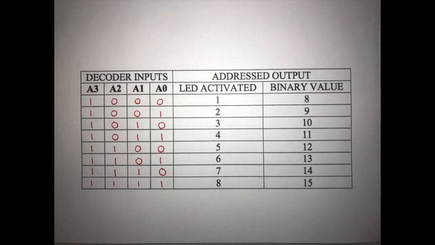For the second truth table, we looked at the other case when the select line had 1 for A3. Again, the LEDs lit up from 1 through 8, but now it was for binary inputs 8 through 15.